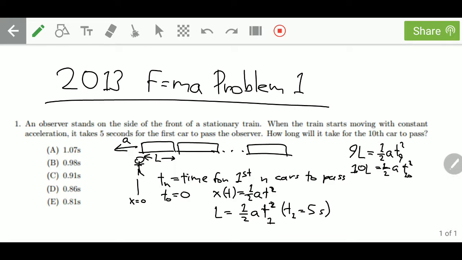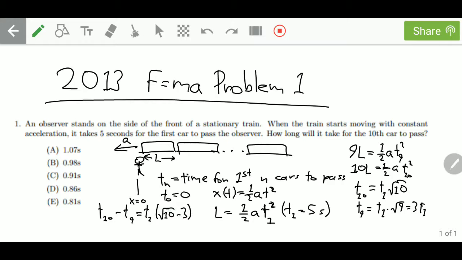And in fact, our desired quantity is just t10 minus t9, but we can see from this that t10 is just t1 times the square root of 10, and t9 is just t1 times the square root of 9, which is just 3t1. And so from this, it follows that t10 minus t9 is just our initial time t1 times the square root of 10 minus 3. The square root of 10 is roughly 3.16, and so the square root of 10 minus 3 is roughly 0.16. Multiply that by 5 seconds is about 0.8 seconds.